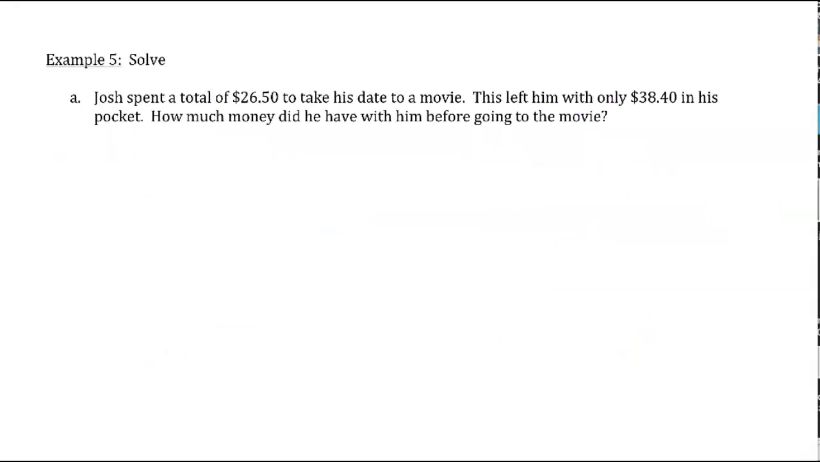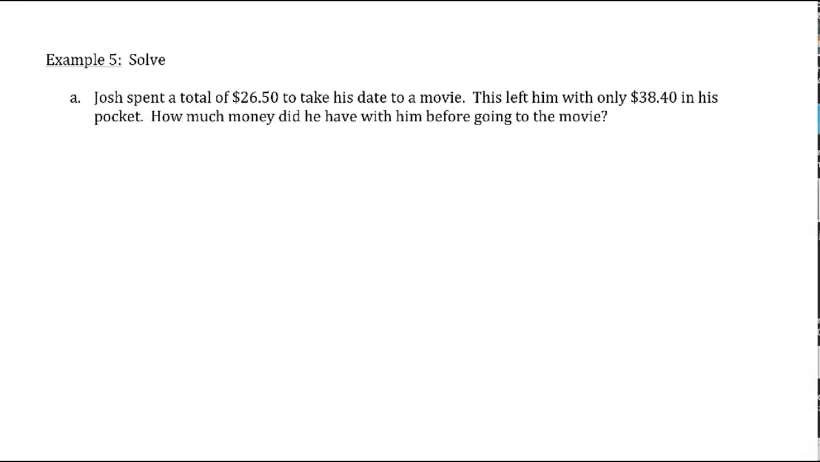Part A says that Josh spent a total of $26.50 to take his date to a movie. This left him with only $38.40 in his pocket. How much money did he have with him before going to the movie? First, let's write this in words and set up an equation. Then we can substitute in what we know and a variable for what we don't know.